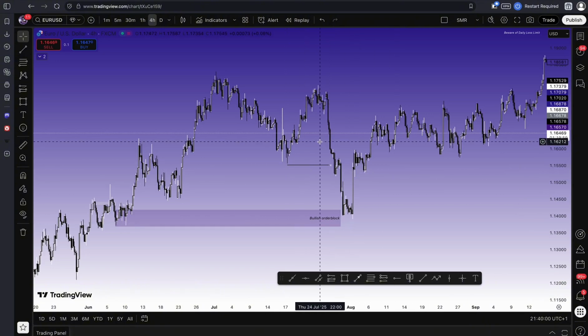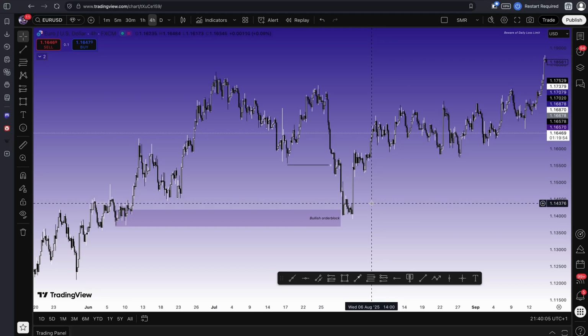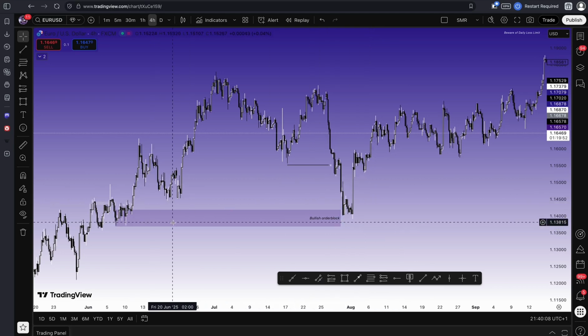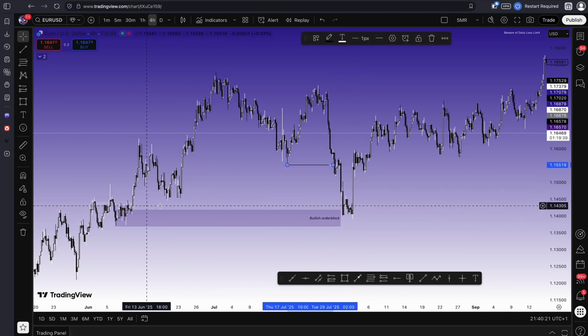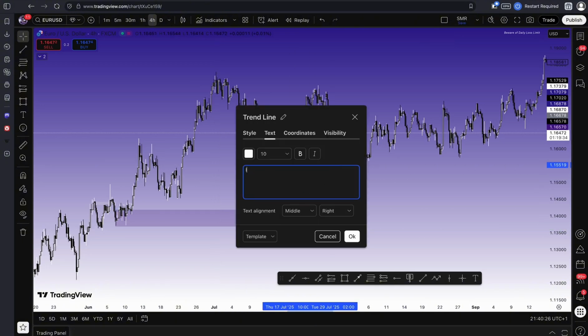So as I said, we take from ERL to IRL, right? After our liquidity sweep, what did we get? We got a bullish order block right here. Now, where is the IRL? This liquidity sweep is the IRL, and this order block was inside of the IRL. So don't worry, I'll label it out for you guys. IRL. If you don't know what IRL means, it means internal range liquidity.